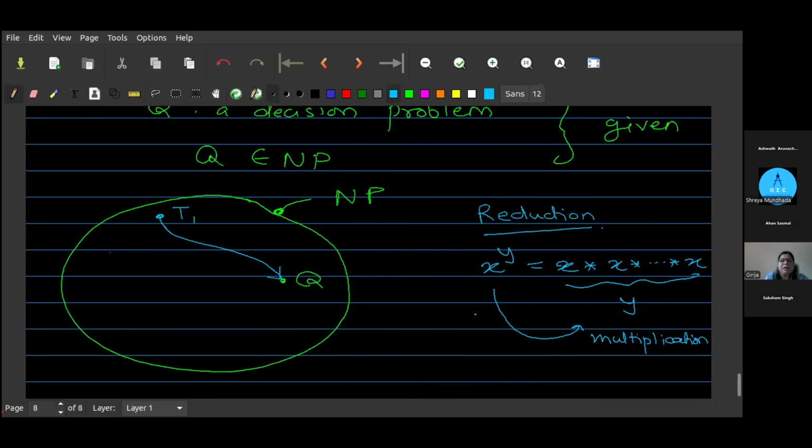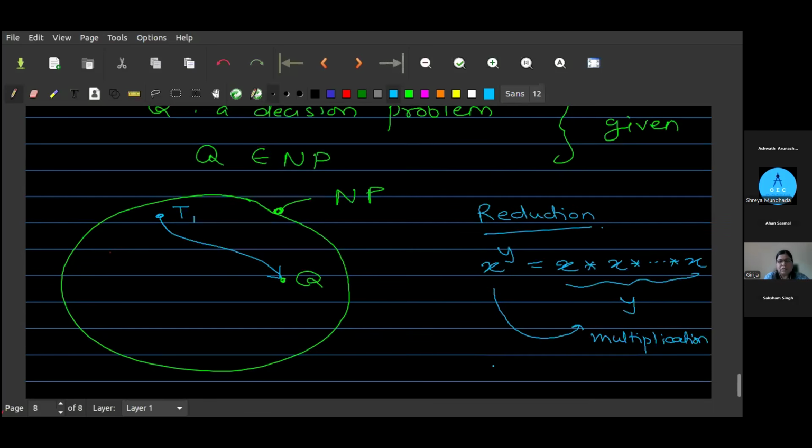If you know how to do multiplication, then you know how to do exponentiation. As a very simple example, those who have done programming can think of it like this: you have written a function which gives you a product, a multiplication, and then you can definitely implement exponentiation using that function. So you are reducing the problem of finding the exponent, x to the power y, to the problem of doing multiplication.